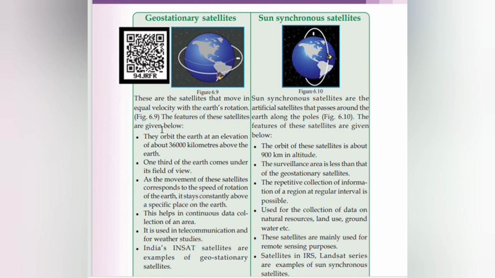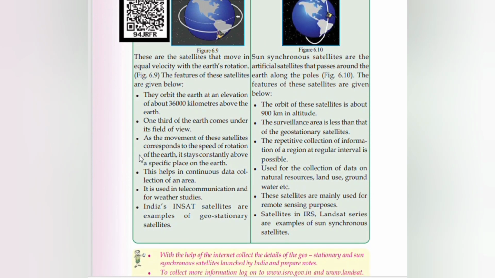Features of these satellites are given below. They orbit the Earth at an elevation of about 36,000 kilometers above the Earth. One-third of the Earth comes under their field of view. As the movement of the satellite corresponds to the speed of rotation of the Earth, it stays constantly above a specific place on the Earth. This helps in continuous data collection of an area. It is used in telecommunication and for weather studies. India's INSAT satellites are examples of geostationary satellites.